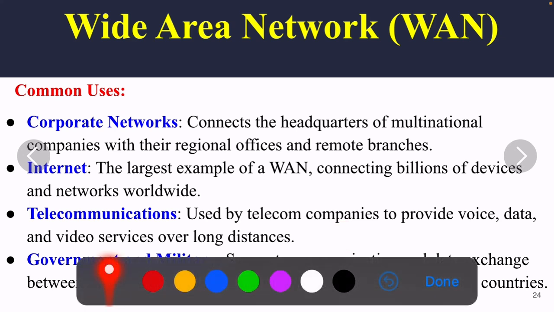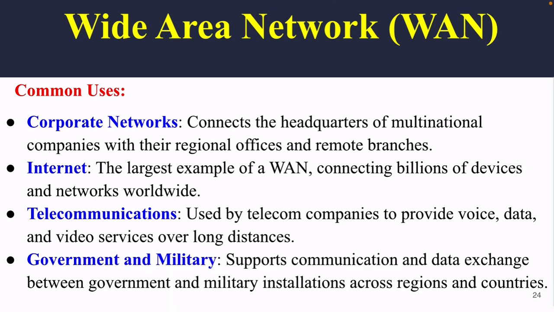These are applications we are using, and all of these are examples of the wide area network, which give us services like sending voice, data, and video to another person. We can use these services with the help of a wide area network. The next is government and military. It supports the communication and data exchange between government and military installations across regions and countries.